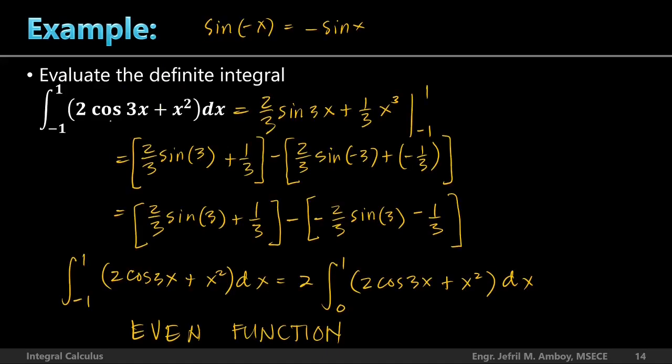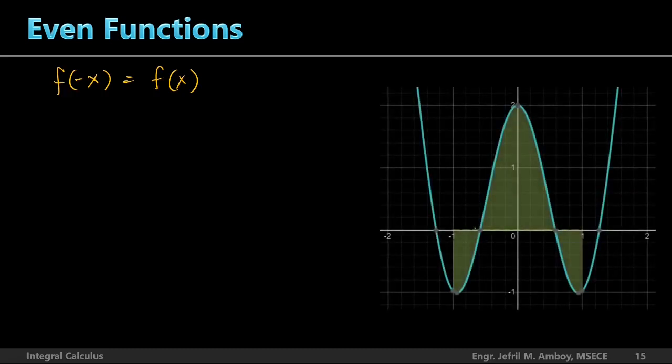Ibig sabihin, kung ano ang nasa kaliwa, exactly yun din ang nasa kanan. Pakita ko sa inyo yung graph ng function na ito. I-graph natin ito. Okay, ito yung graph niya. Kung mapapansin natin kung anong itsura ng graph sa kaliwa, exactly yun din yung graph na nasa kanan. Meaning, symmetric yung graph with respect to y-axis. Kapag ganyan yung graph, then that function must be an even function.